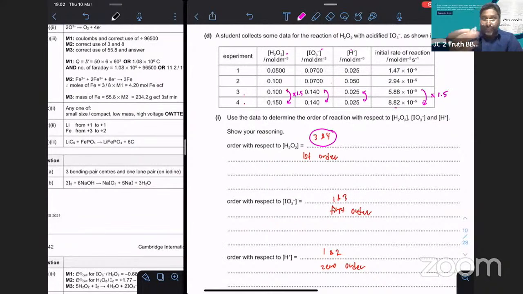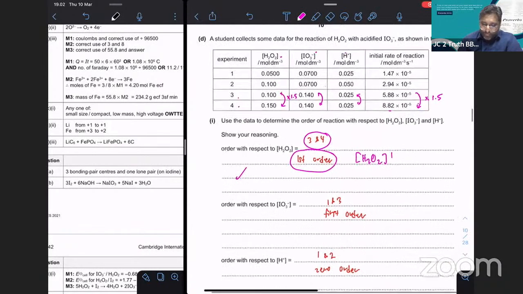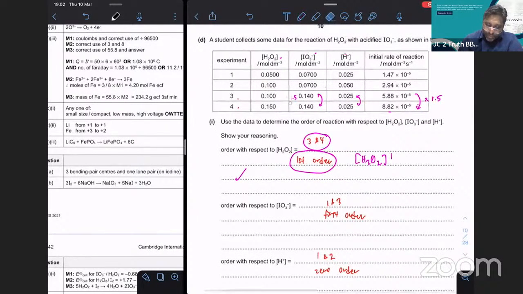It means if you times by 2, you get 2. Then it's first order. You times by 3, you get 3. It's first order. So this is confirmed: H2O2 is going to be first order. So you write down the reasoning. And then, with respect to IO3.